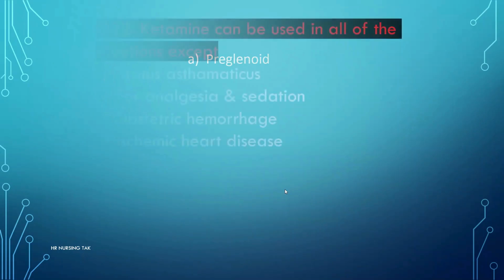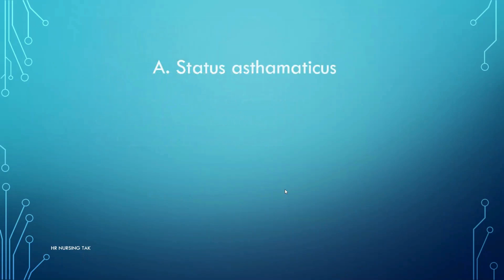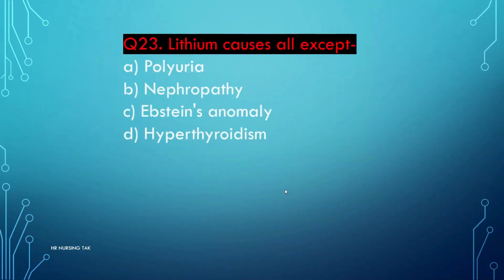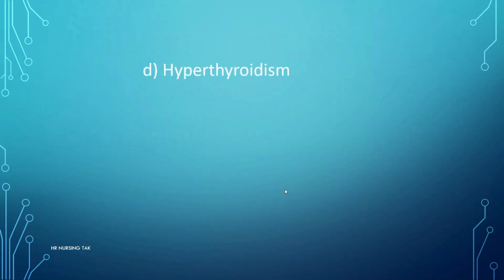Question 22. Ketamine can be used in all of the situations except A. Status asthmaticus, B. For analgesia or sedation, C. Obstetric hemorrhage, D. Ischemic heart disease. Correct answer is A. Status asthmaticus. Question 23. Lithium causes all except A. Polyuria, B. Nephropathy, C. Ebstein's anomaly, D. Hypothyroidism. Correct answer is D. Hypothyroidism.